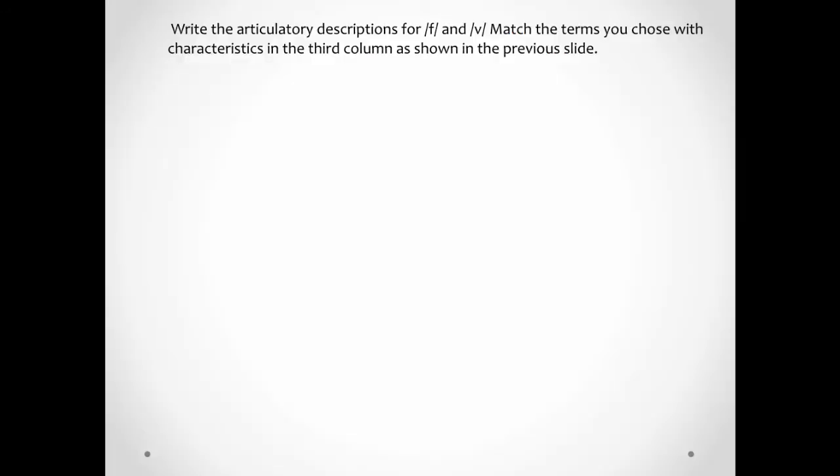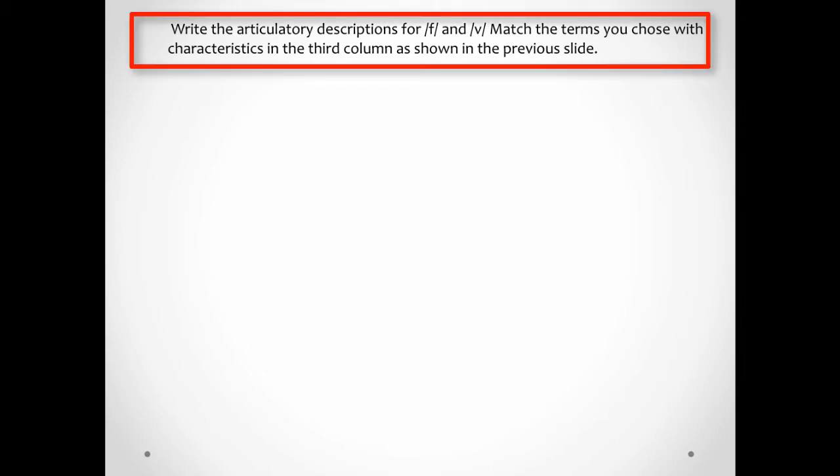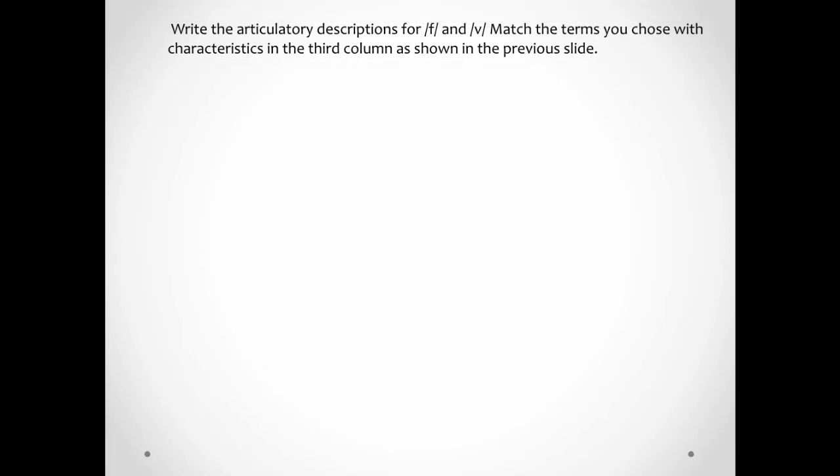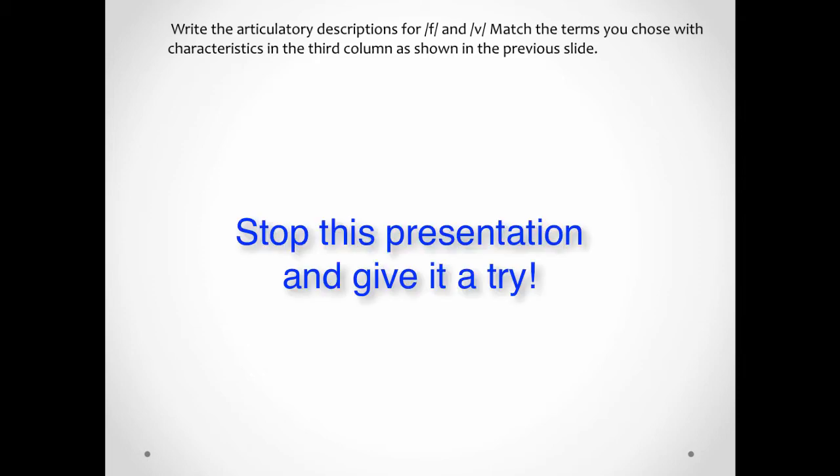Before you attempt to do this, let's have a little more practice. So write the articulatory descriptions for f and v, and match the terms you choose with characteristics in the third column as shown in the previous slide. So on a different piece of paper, just by looking at what you already know, try to challenge yourself and try to see what are the articulatory descriptions for f, and what are the articulatory descriptions for v. Stop the video now.